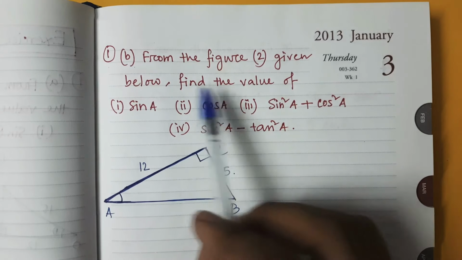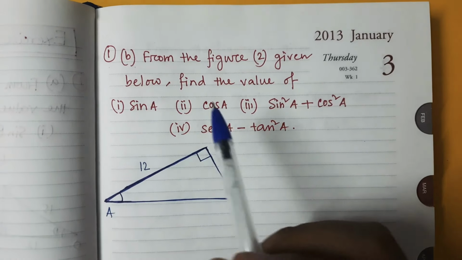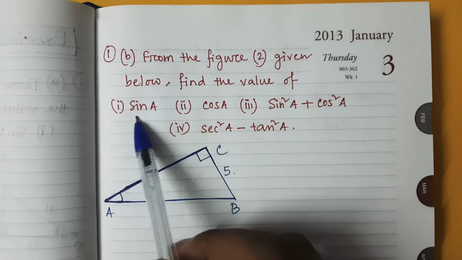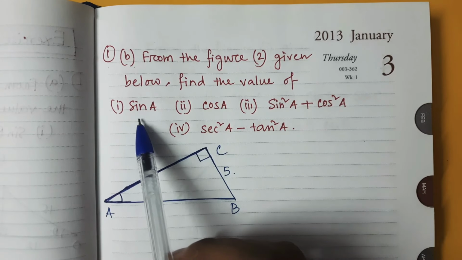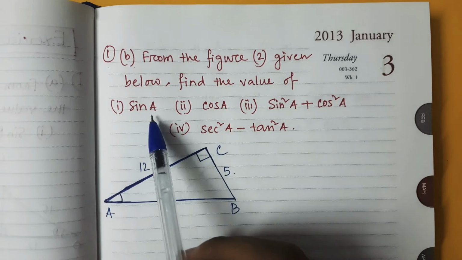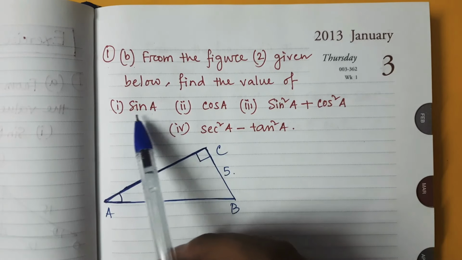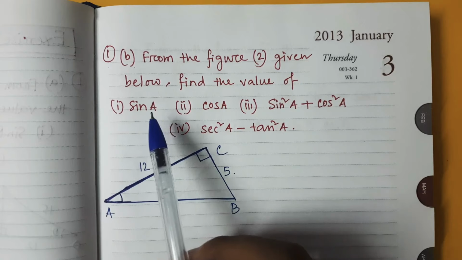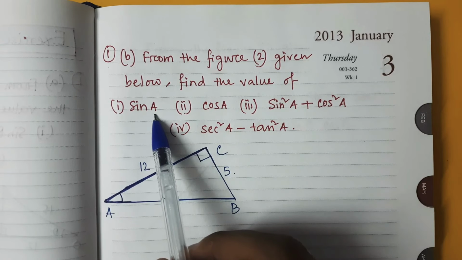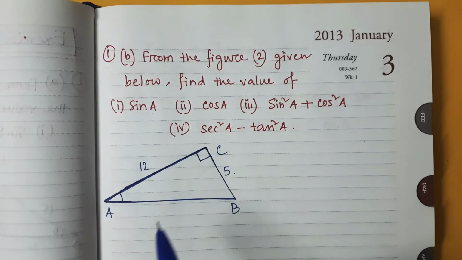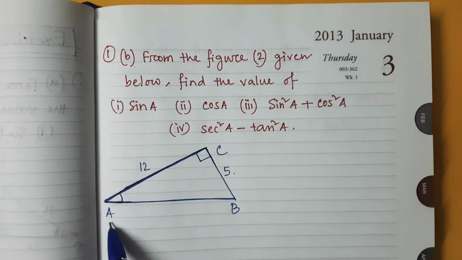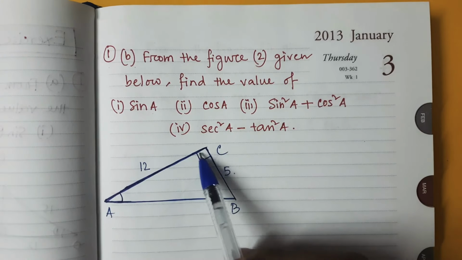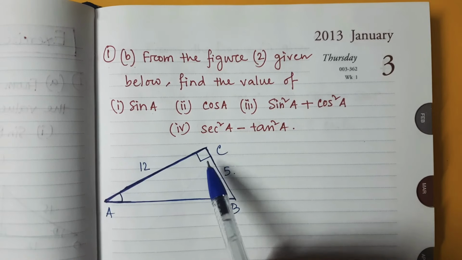Here they have given this figure to you and they are asking the value of sin A, cos A and this. So first you notice which angle they are considering. They are considering angle A. Sin A you need to find out. That means the angle they are considering is A. This is the angle A, here it is written A, and this is the 90 degree.